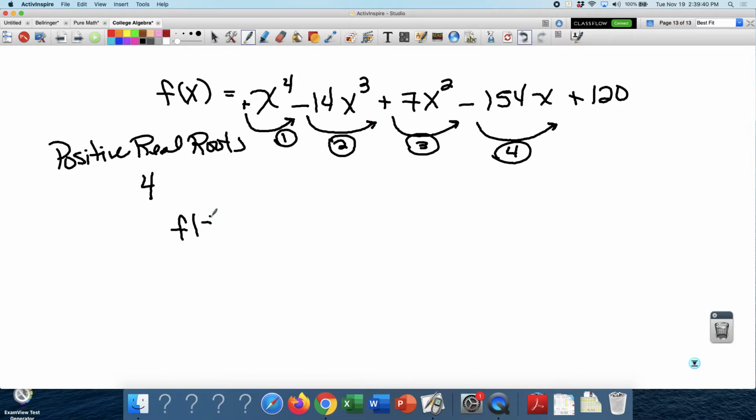Now, I expect there to be no negative roots. Why would I expect there to be no negative roots? Let's think about it. Our highest degree is 4. If I have 4 positive real roots, then I can't have any other roots. But let's check it out and see. So I'm going to take my negative x and I'm going to put it in here.